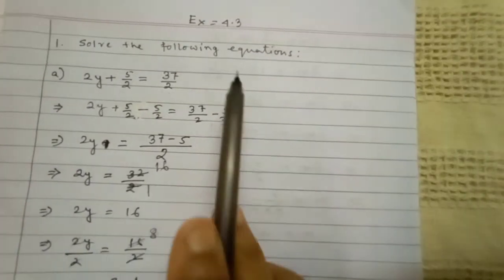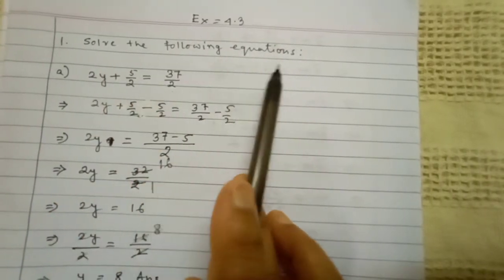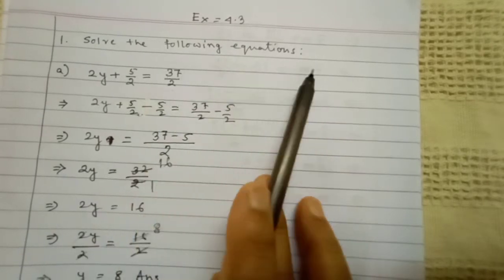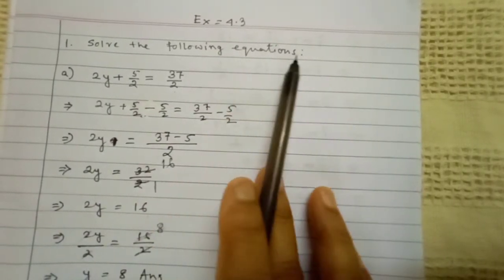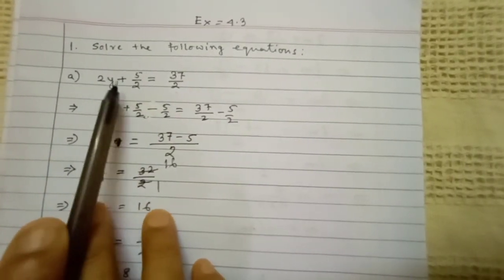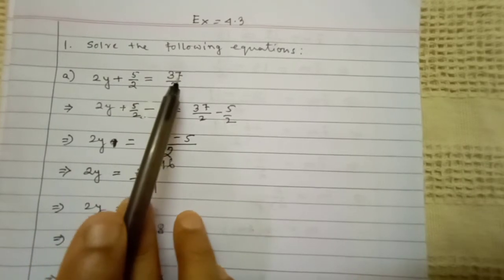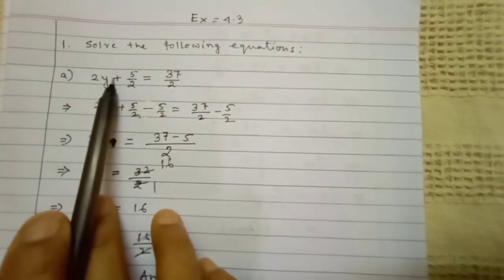Today, our exercise is 4.3. The question was: solve the following equations. Here, they have not mentioned to show the steps, so we need not mention the steps here. Only solving. 2y plus 5 by 2 is equal to 37 by 2. This is the question. So 5 by 2 you need to remove.